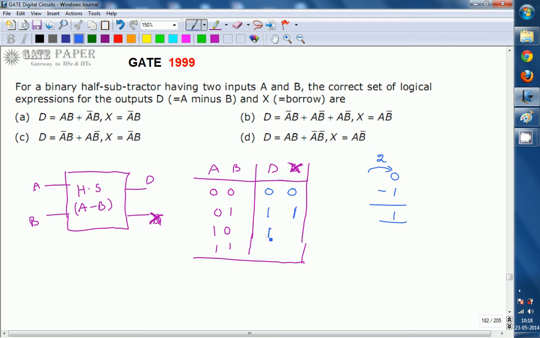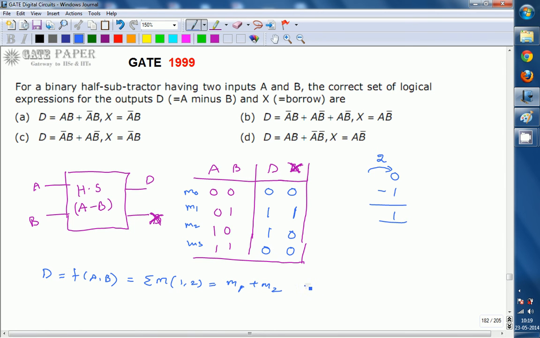Next, 1 minus 0, difference is 1, no borrow required. 1 minus 1, difference is 0, no borrow. If you assume these are minterm 0, 1, 2 and 3, then D can be written as D is equal to a function of A comma B, which is sigma m of 1, 2, which is m1 plus m2.